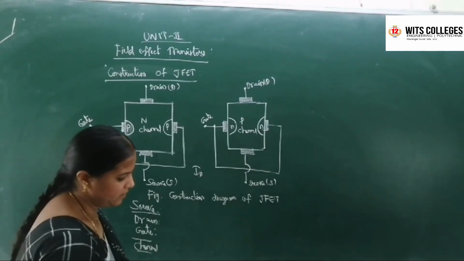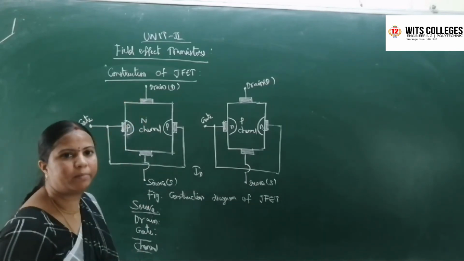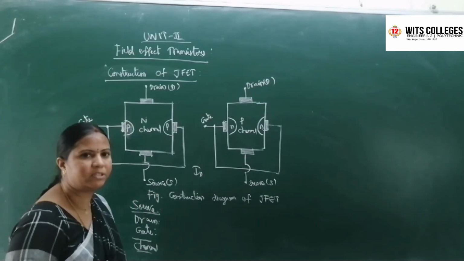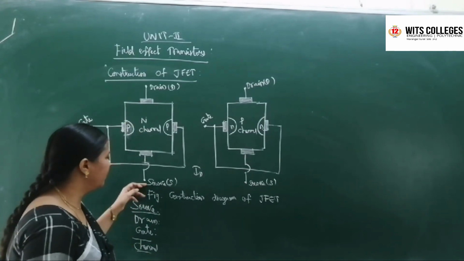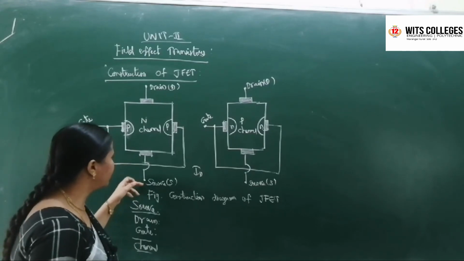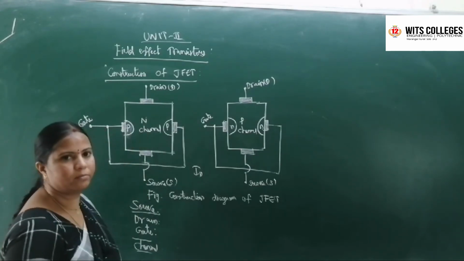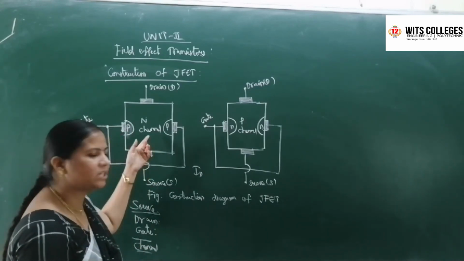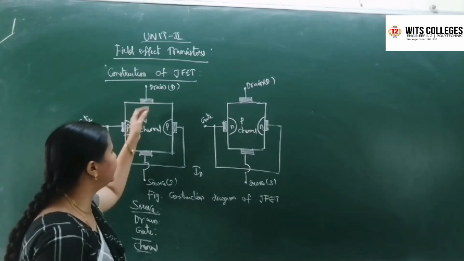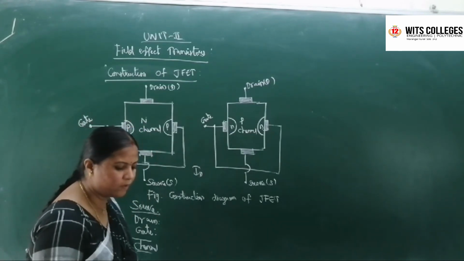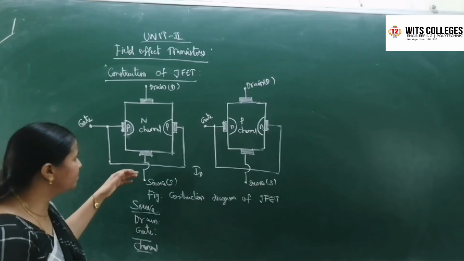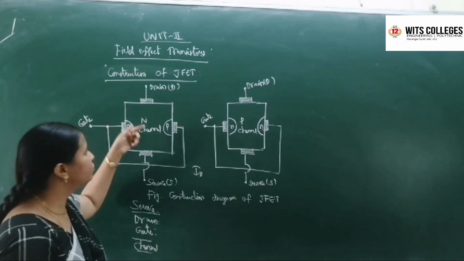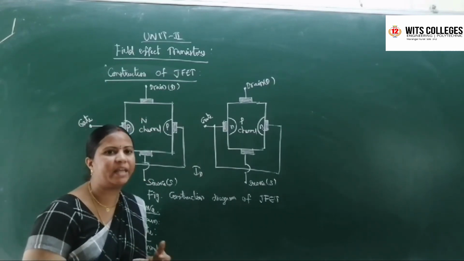What is meant by channel? The region between the source and drain terminal is known as the channel, where the majority carriers go from the source terminal through the channel to the drain terminal. That is why we name it channel. What is the use of this channel? The majority carriers move from source to drain through the channel. Then there is a current.